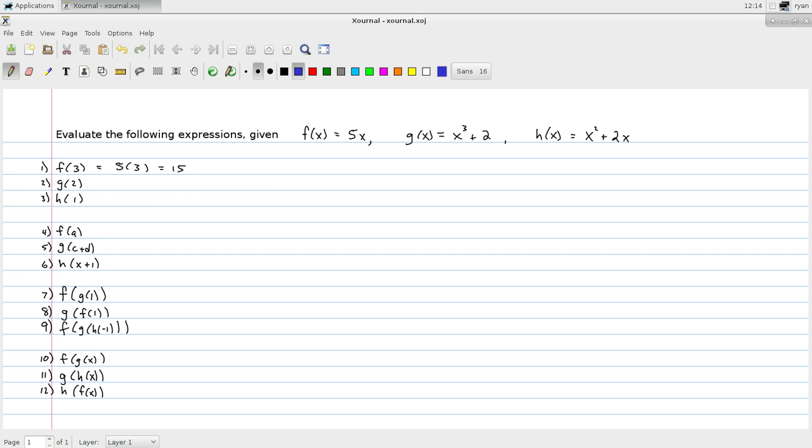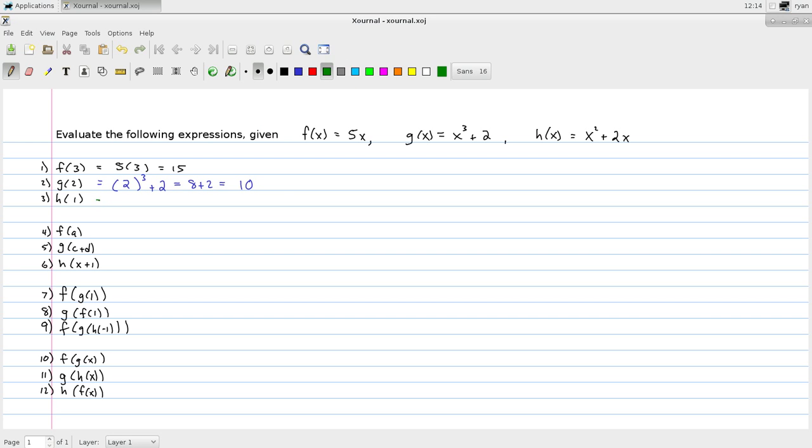Next question, g of 2. For g of 2, we go to the g function, which is right here, x cubed plus 2, and every place we see an x, we're going to replace it with 2. So g of x is normally x cubed plus 2, but instead of x, I'm going to plug in 2. So 2 cubed is 8, plus 2 is 10.